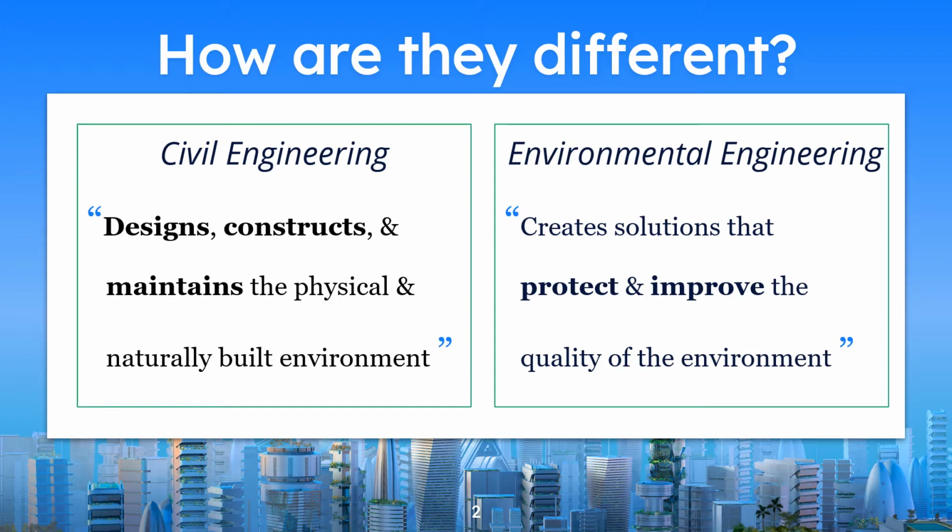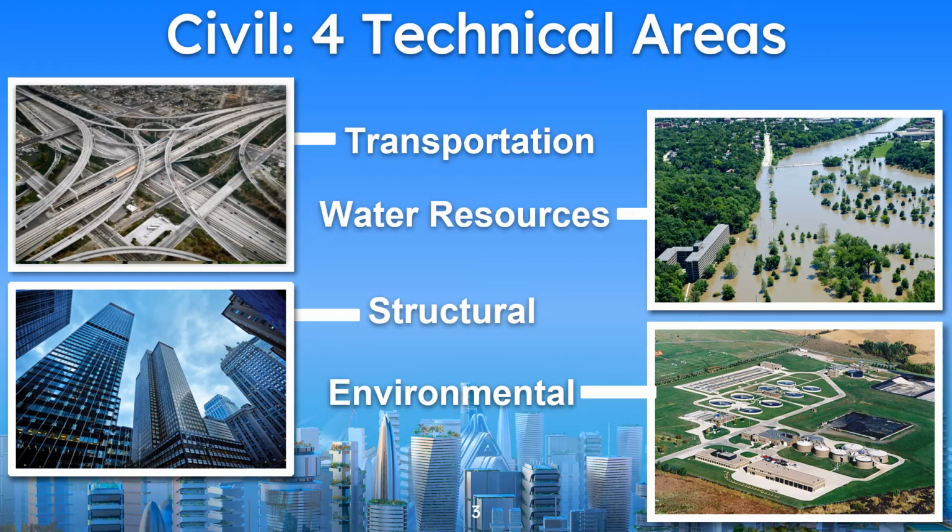So, in the real world, civils and environmentals work side by side on a lot of projects. However, civils tend to deal with the built environment, while environmentals deal with the natural environment. Civil engineering has four main technical areas, which include transportation, water resources, structural, and environmental. There are many different concentrated disciplines that fall under the umbrella of these four branches, but I will talk about those later in the presentation.